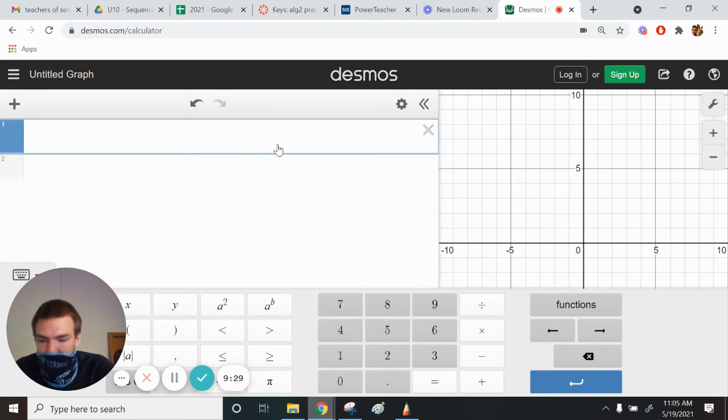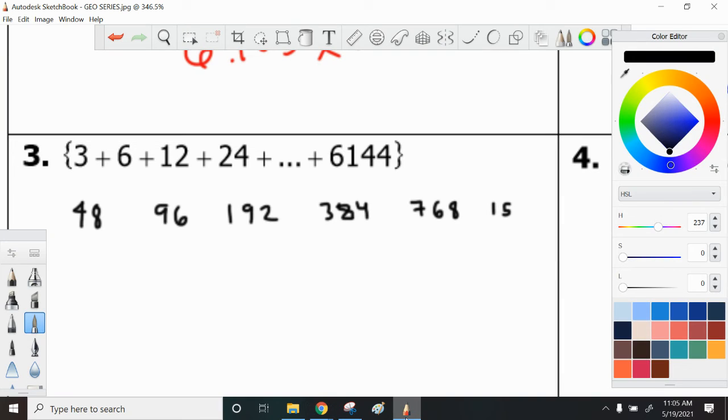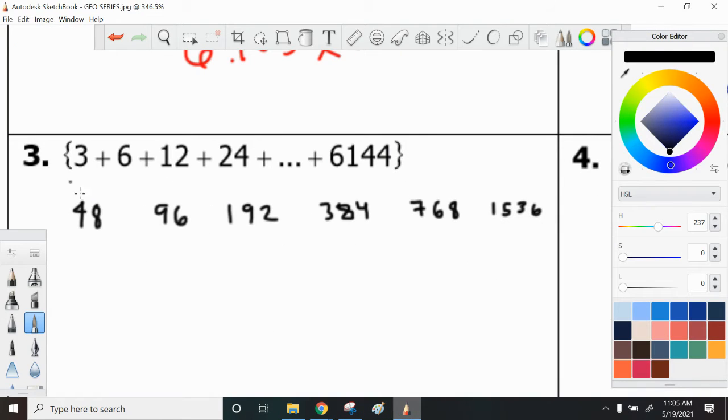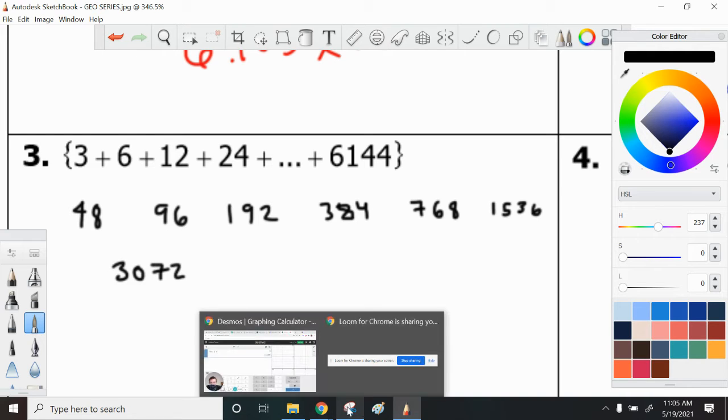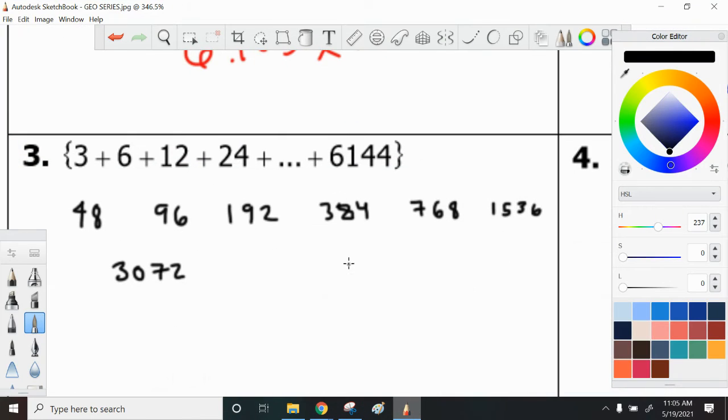768 times 2, 1536. Still not yet there. So times 2 again is going to be 3072. And it looks like we're going to get there with our next jump, right? Times 2 should be 6144. All right, so here's all the numbers that we need to add up.